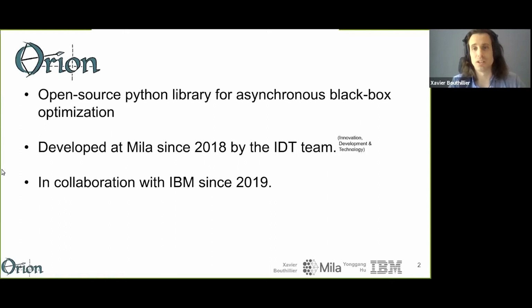And the role of the IDT team is to support the researchers with the computational infrastructure. So we have our own cluster at Mila and also have access to clusters at Compute Canada, Compute Quebec. And also to develop new tools to help them. And one of the examples is Orion that I'll be presenting today. And for a bit more than a year now, we've been collaborating with IBM on the development of Orion, and Yugang is the leader of the team at IBM that is collaborating with us.